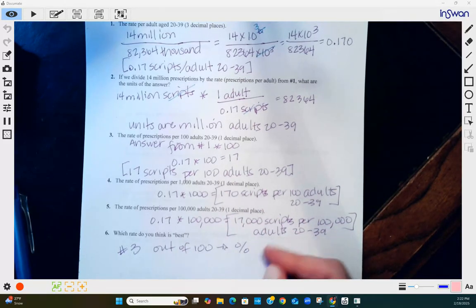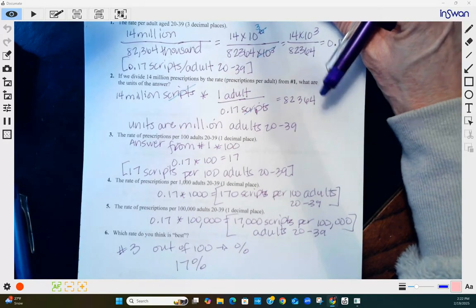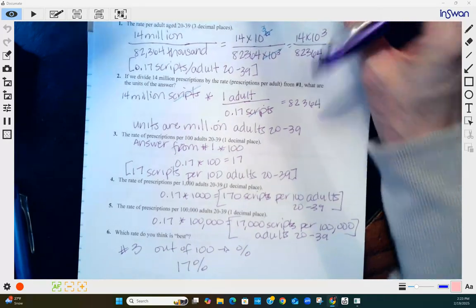So your answer for number 3 would tell you 17%, and that's just easier to digest than saying, you know, if you say it's 17,000 per 100,000, that's just harder to sort of figure out how that matters as much as if you say just a 17%.